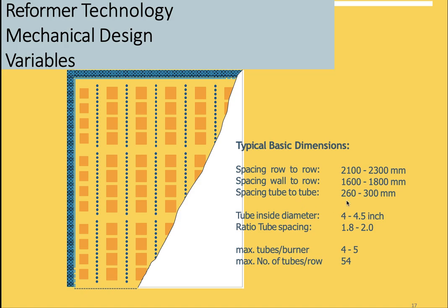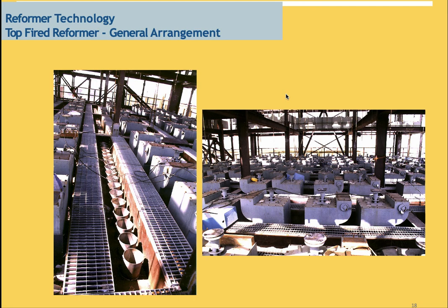Spacing tube to tube is 260 millimeters to 300 millimeters, and the tube inside diameter, which is very important because of the delta P along the tube, may be 4 inch to 4.5. And the ratio of tube spacing is 1.8 to 2. This is the general mechanical concept related to the tube arrangement and the burner arrangement. Here is a photo from the site itself, showing the burner distribution, and between each row of burners you will find the distribution of the tubes.